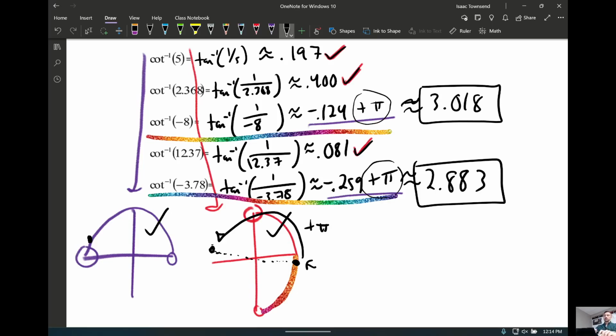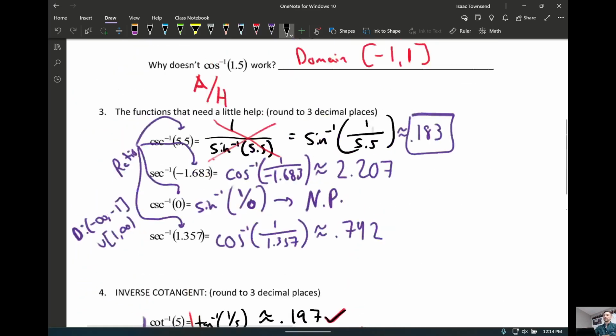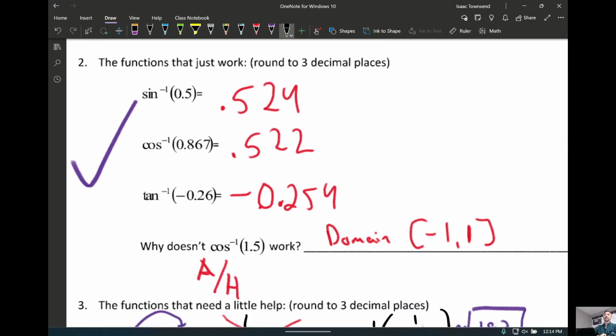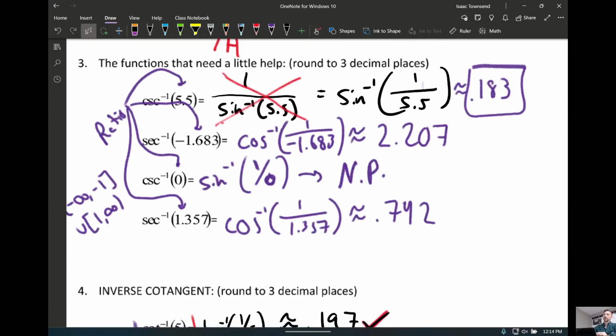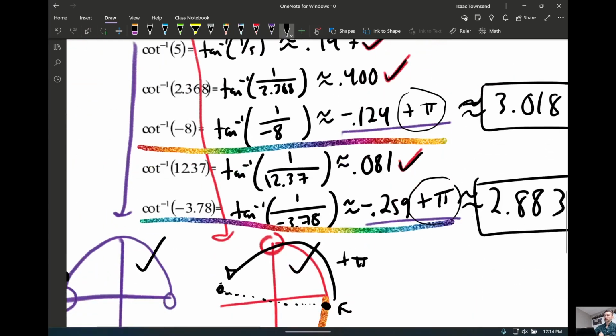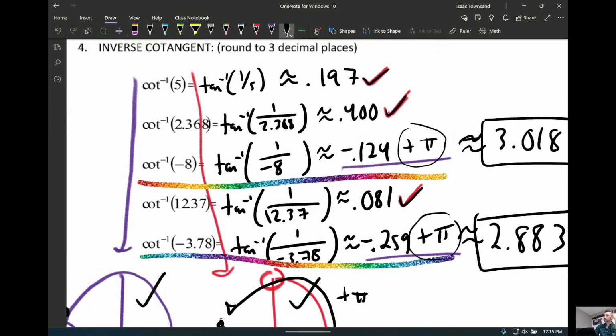That only happens with tangent, cotangent, right? Only for inverse cotangent of negative numbers should you add pi. Inverse sine, inverse cosine, inverse tangent always work if the numbers make sense. Inverse secant, inverse cosecant always work as long as you do the reciprocal ratio. Inverse cotangent works just fine if it's something positive, but if it's inverse cotangent of something negative, you have to add pi to get the answer to the question you meant to get.